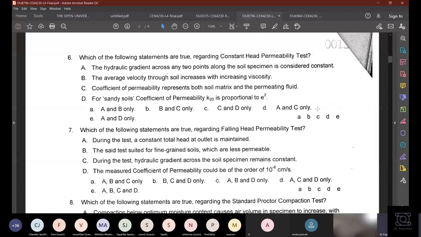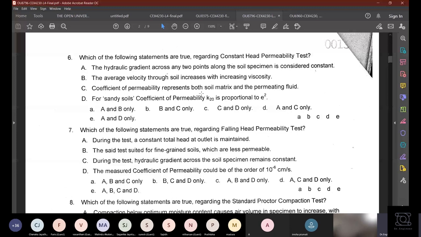Coefficient of permeability represents both soil matrix and the permeating fluid. Yes, due to both these parameters, coefficient of permeability can change, right? For sandy soil, coefficient of permeability K20 is proportional to e squared. That is wrong. It is proportional to e cubed.